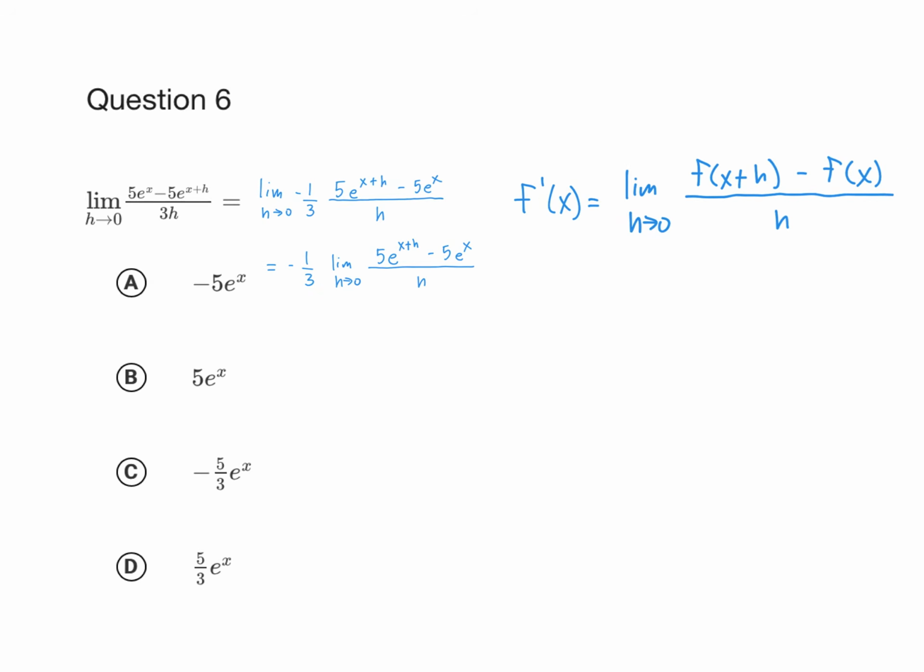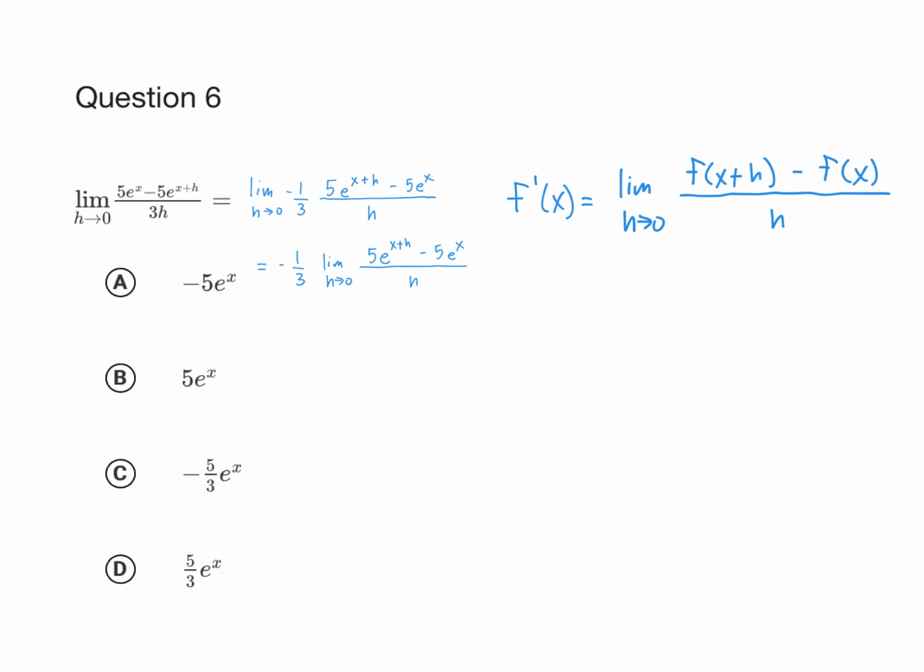Now we compare this to the definition of the derivative. So notice in the definition of the derivative, we're taking the derivative of a function, and the function is right here, the second thing being subtracted. Okay, and so here for us, this second thing being subtracted is 5e to the x. So that means our function is 5e to the x. Okay, and so that's the function here, and then we'll take the derivative of that function.